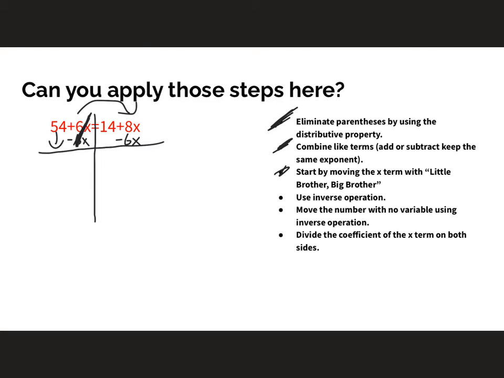I want to bring down this 54. And of course, we're going to bring down that equal sign. We're going to bring down this 14 as well. Now, 8x minus 6x equals a positive 2x, so I'm going to put plus 2x.